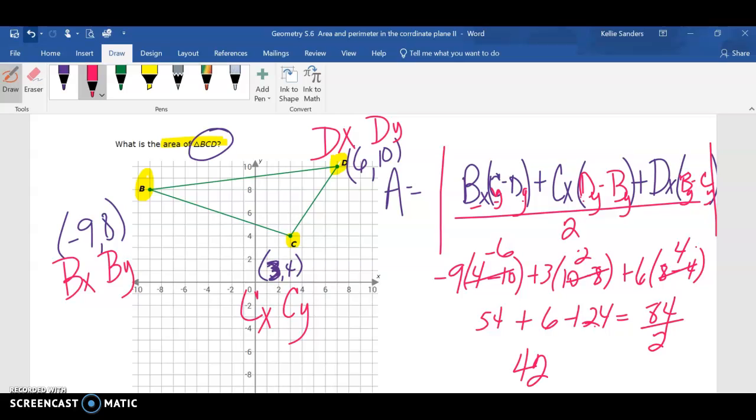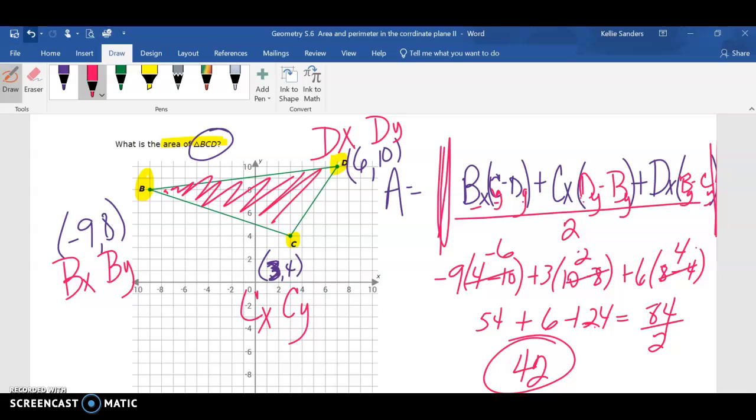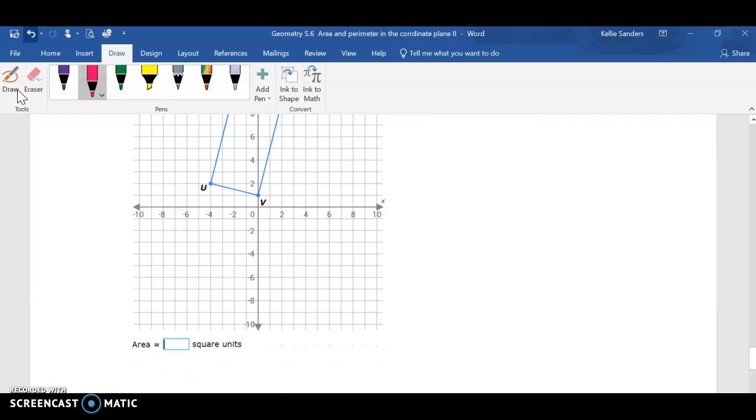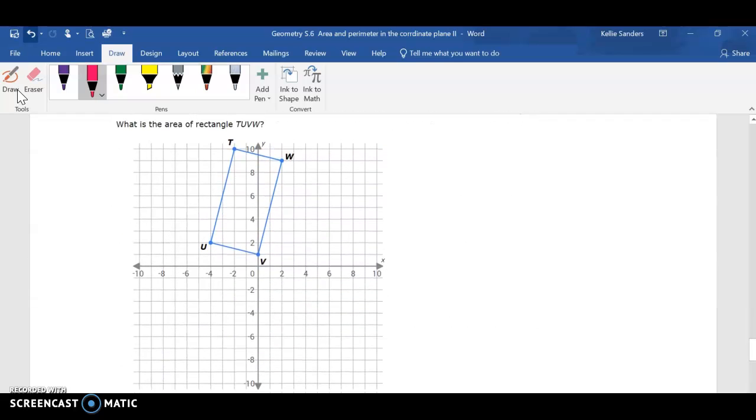Now, if this answer would have been negative, we would have just made it positive because that's what this absolute value stuff means right there. But our answer is 42, so it means that the area inside these coordinates is 42 units squared. Okay, area of this rectangle.